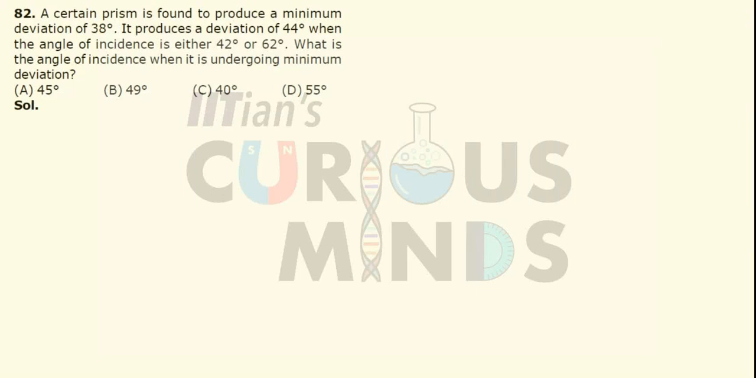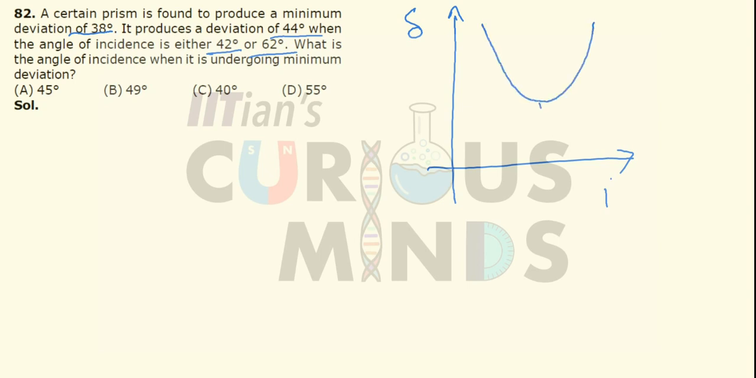A certain prism is found to produce a minimum deviation of 38 degree. It produces a deviation of 44 degree when the angle of incidence is either 42 degree or 62 degree. So I can say that if I draw the graph of the angle of deviation versus the angle of incidence, the graph obtained will be somewhat like this. We have to find out the angle of incidence at minimum deviation, that is delta m.